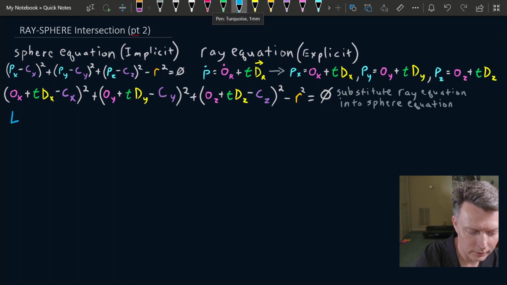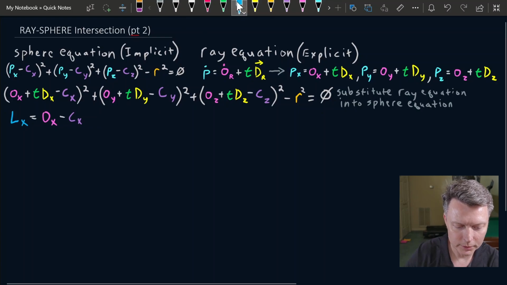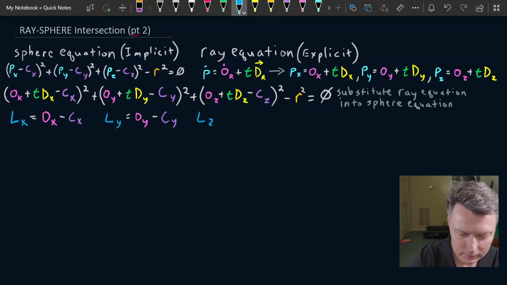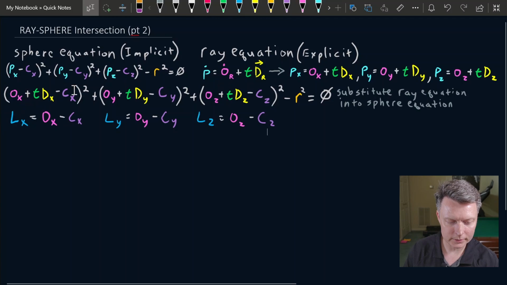So Lx equals ox minus cx. And likewise, we can do the same for the y components. Ly equals oy minus cy. And finally, Lz equals oz minus cz. And so I literally took the ox and cx and just moved them down here and placed them into a single number, a single part of this new vector that we made.